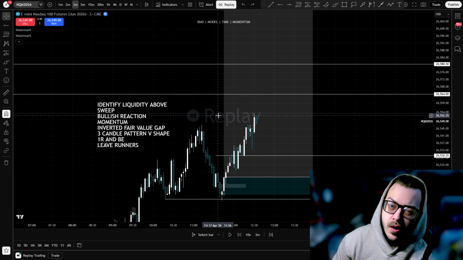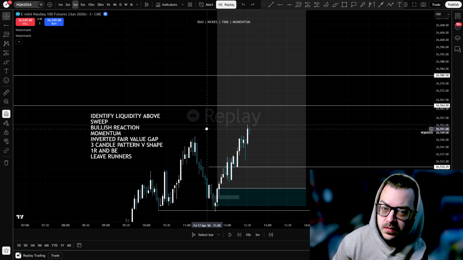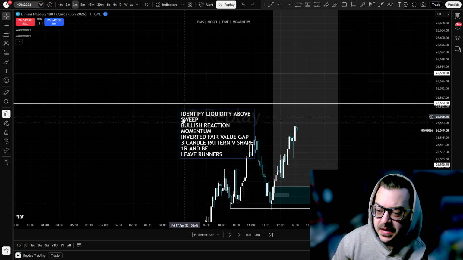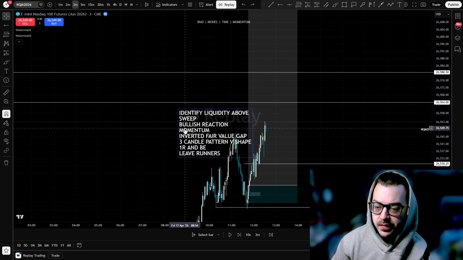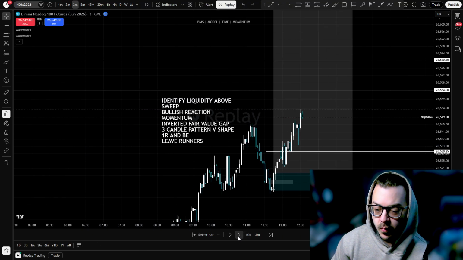So I'm up about 2R so far, and I'm still holding like 2 or 3 micros at this point. Basically I think I scaled 1 here, and I was trying to hold the next one for this high, because this was obviously going to get hit in my opinion. So I'll wind it on a little bit more.